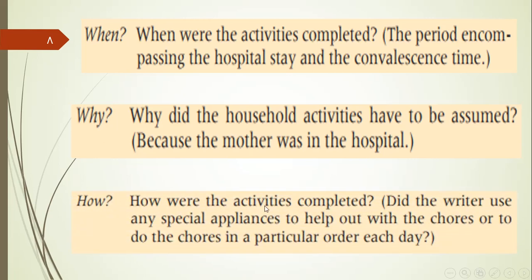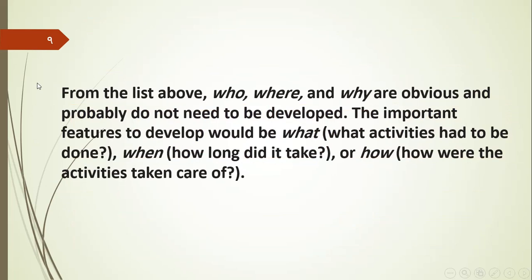How? How were the activities completed? Did the writer use any special appliances to help out with the chores or to do the chores in a particular order each day? Of course, this how is not answered in the topic sentence. That will be developed when you write your support sentences. From the list above, who, where, and why are obvious and probably do not need to be developed as they are developed in the topic sentence. The important features to develop would be what activities had to be done, when, how long did it take, or how were the activities taken care of.